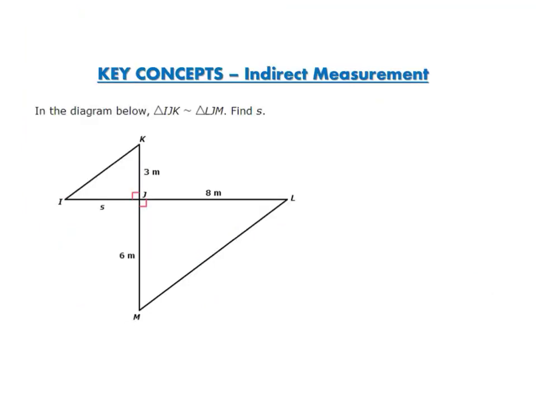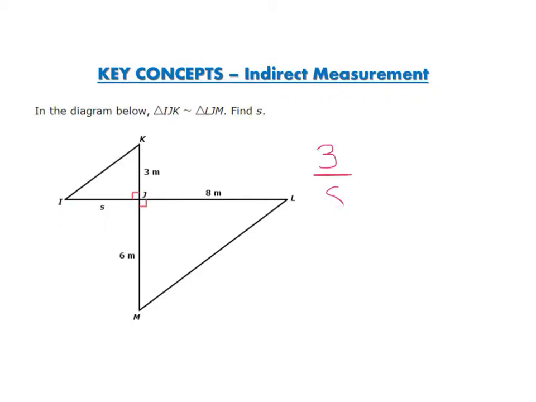All right, so let's take a look at some indirect measurements and see how to solve these. Here I have two right triangles. Here's one. Here's another one. If you notice, 3 and 6 share a side. S and 8 share a side. That's real important when you want to set up your ratios. So, this is how you would set it up.